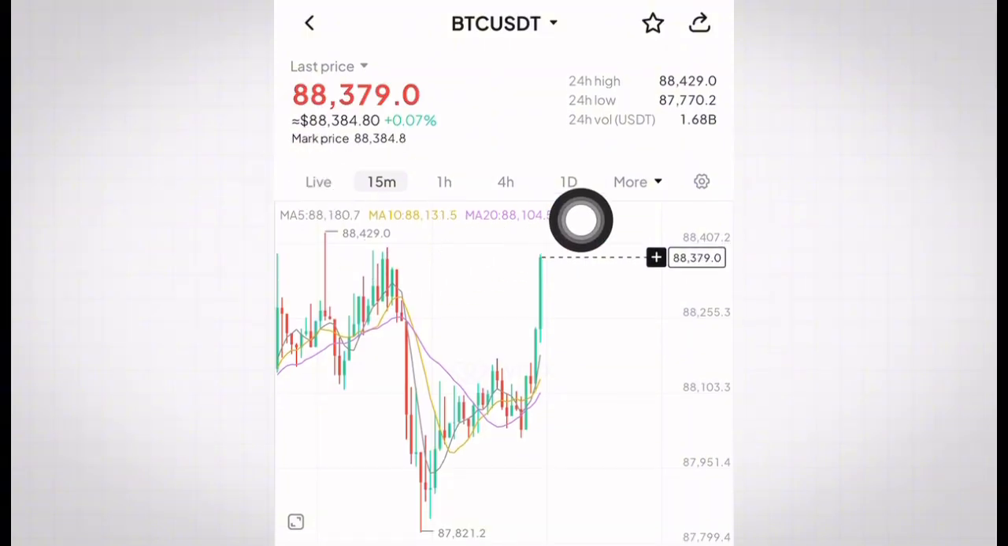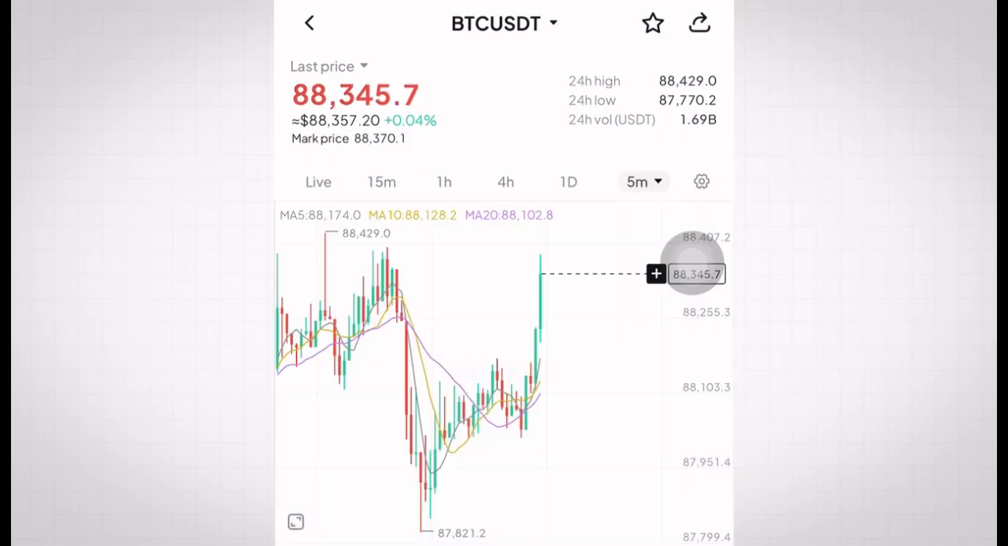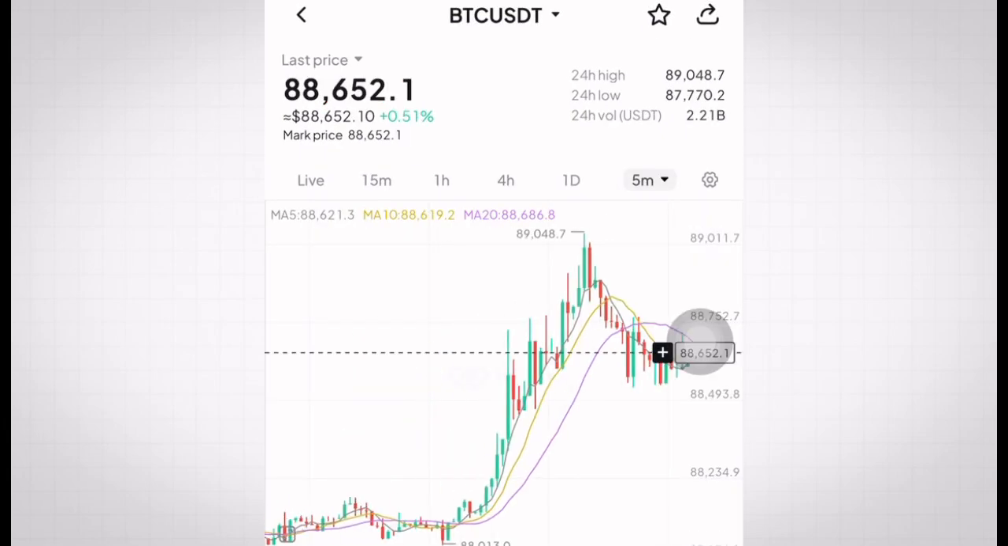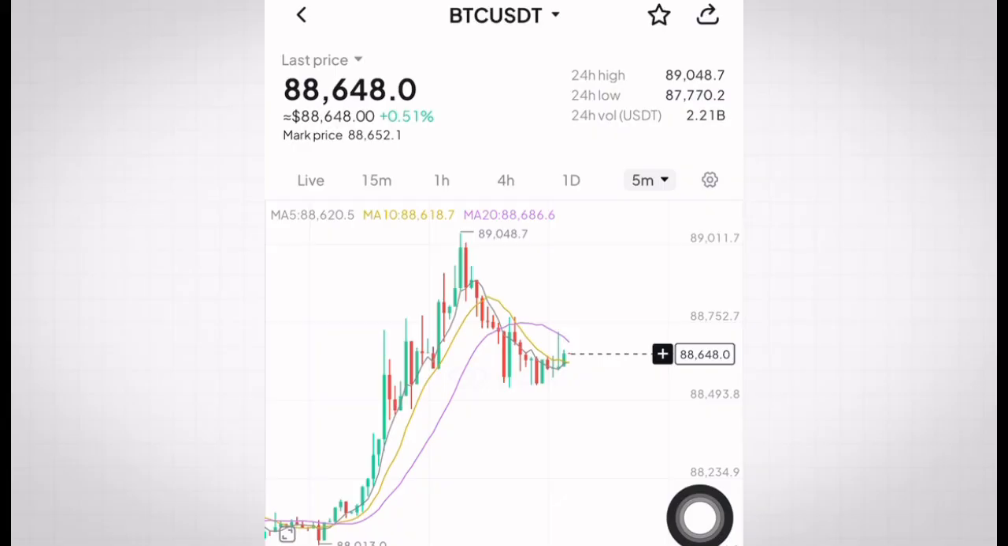Now, if you come right here, let's go more, you can click on more to see other time frames like 1 minute, 3 minutes, 5 minutes, 30 minutes, 2 hours, as the case may be. So let's say I choose that of 5 minutes, right? Now on the 5 minutes time frame, you see that Bitcoin has well pumped to over $89,000, and then immediately after getting to $89,000, it started falling, right?